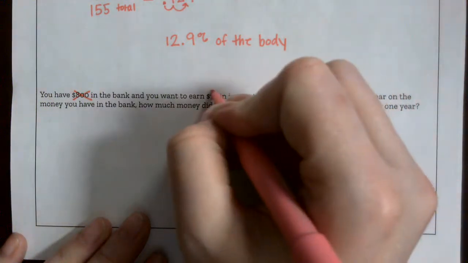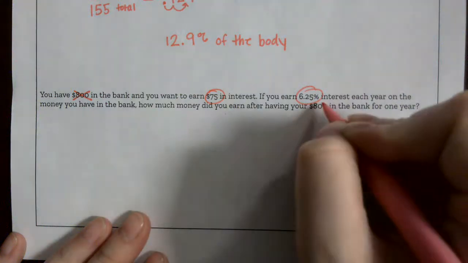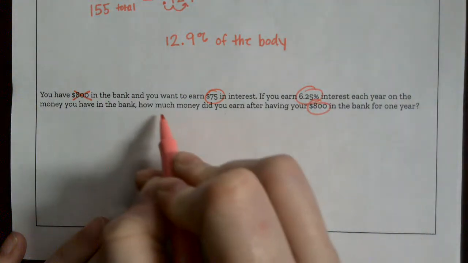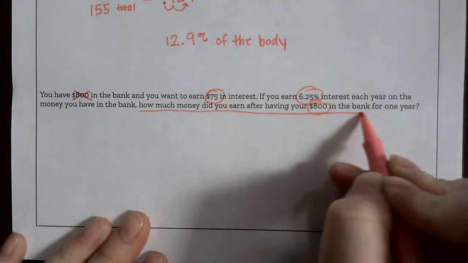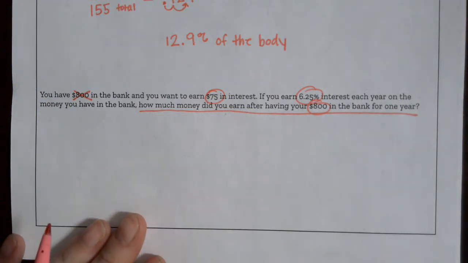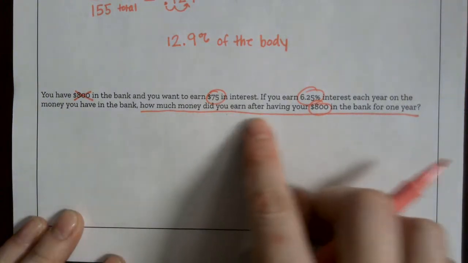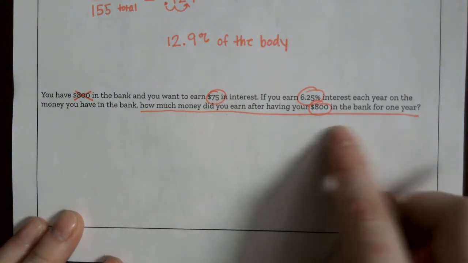Now I'm going to circle everything else that's important. Underline the question being asked. I don't really have any keywords in this one either, so nothing to be boxed. So let's make a plan. It says, how much money did we earn after having it in the bank for 1 year?